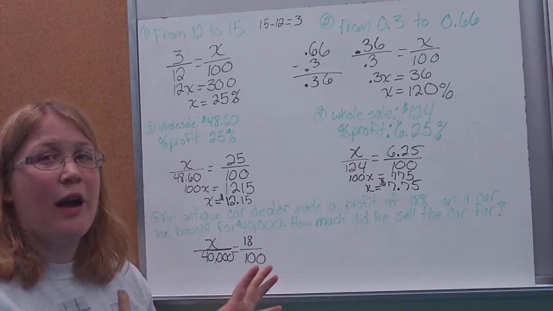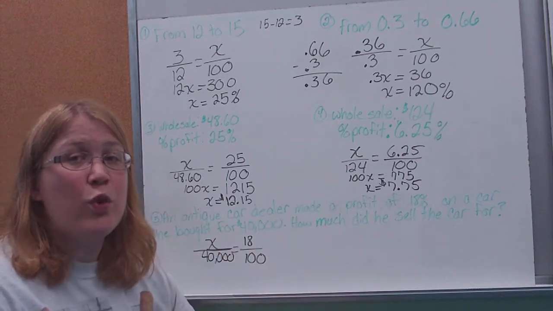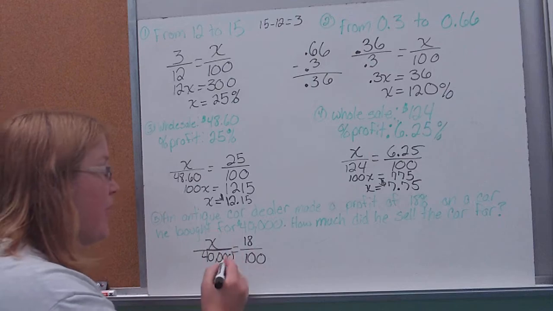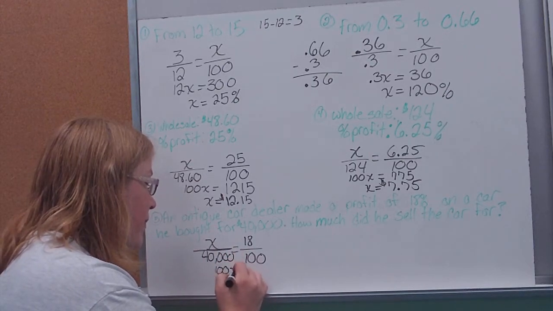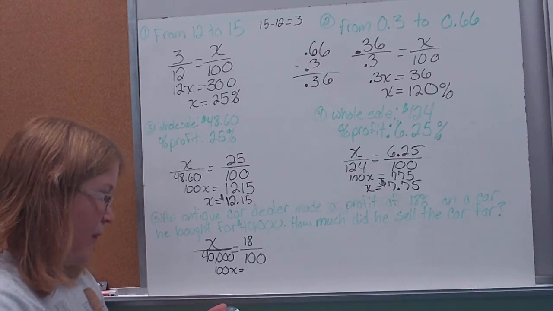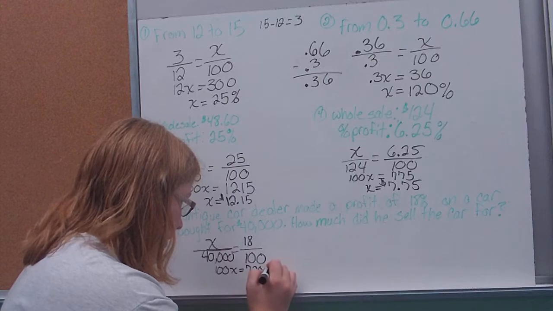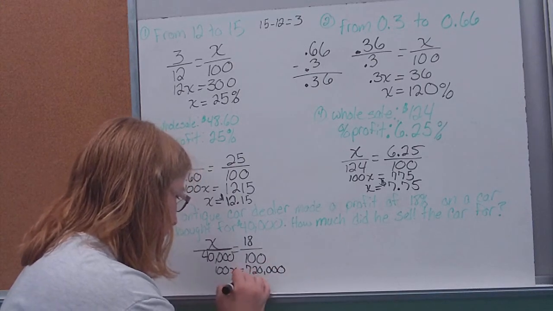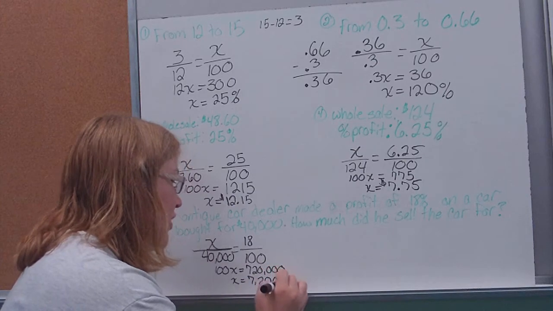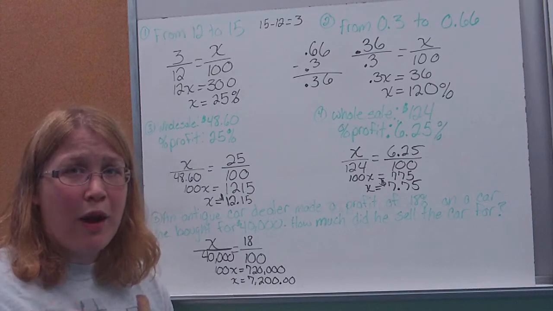So after we figure out how much money he can make in profit, we're then going to have to add that to the original price to get our selling price. But let's just do it one step at a time. So let's start by solving for his profit. And we find out that he makes a $7,200 profit. Okay? That's his profit.